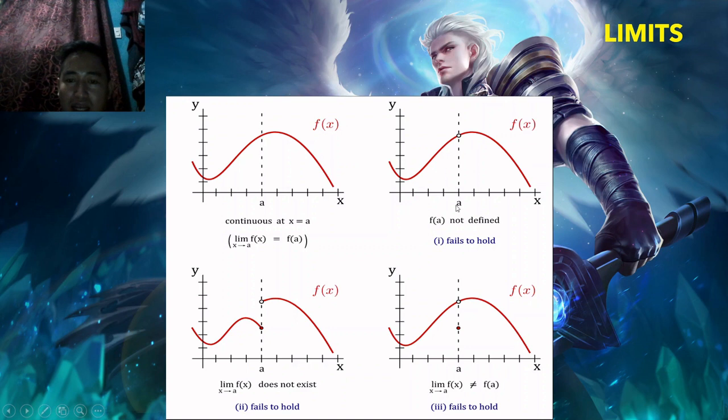Next graph: f of a is not defined. How so, class? There is a hole here, it is a hole. For this first example, class, there is a hole here. So at that point, class, it is not continuous. At this point, class, it is not continuous. But it is continuous at other points.